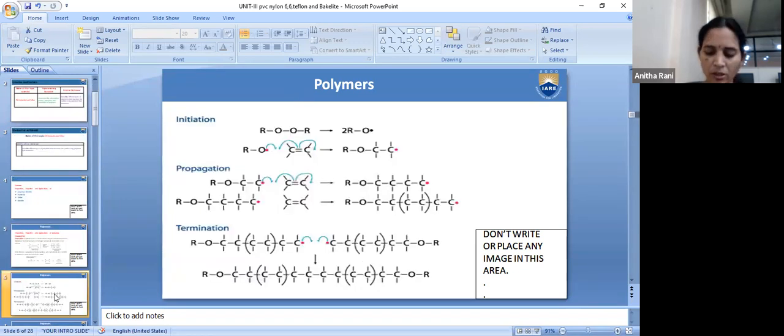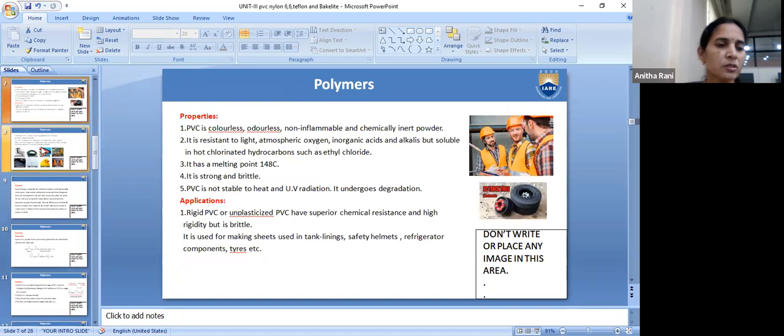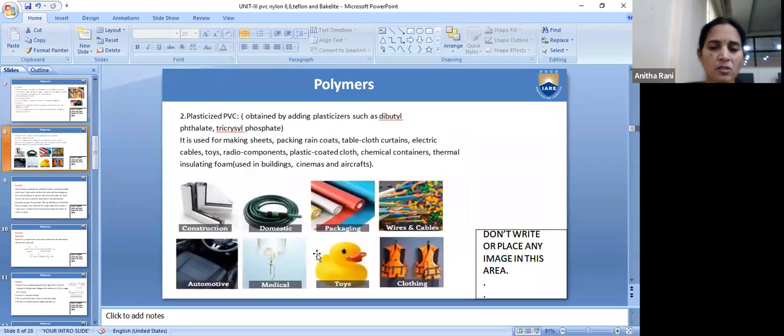I already told you about the mechanism also. In the next class we will discuss the properties, I gave 5 points here, then the applications. So next class we will discuss, students.